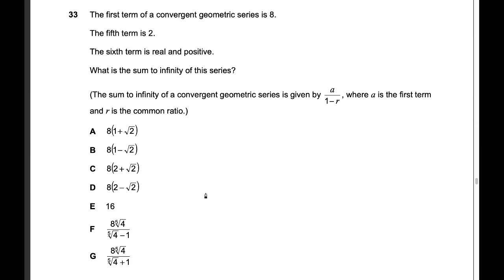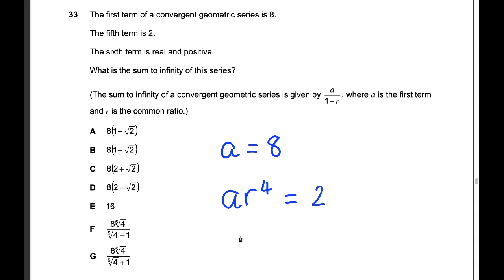The first term of a convergent geometric series is 8. The fifth term is 2. The sixth term is real and positive. What is the sum to infinity of this series? Okay, and they've given us the formula for the sum to infinity. So a is the first term, so a equals 8. The fifth term is 2, so if the first term is a, the fifth term can be written as ar to the 4. There'll be 4 jumps, each time you multiply by r, right? So we can say that that's equal to 2.